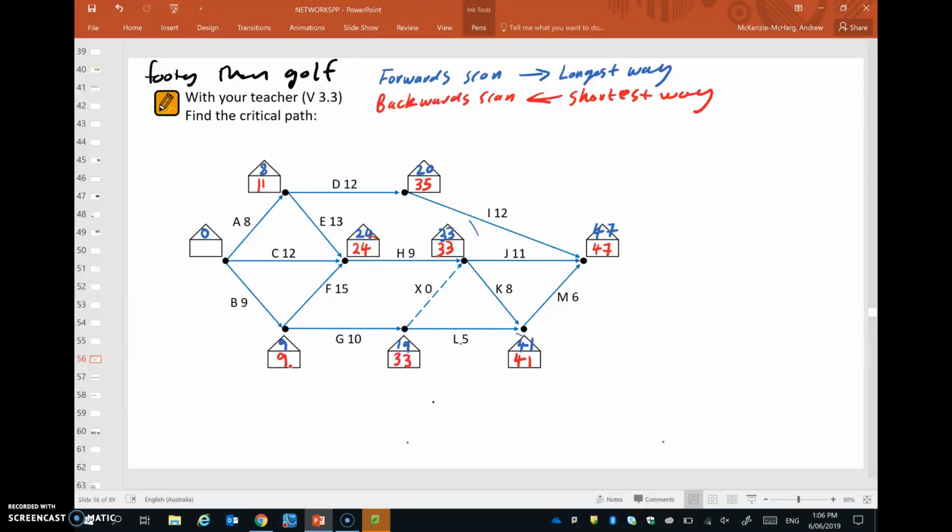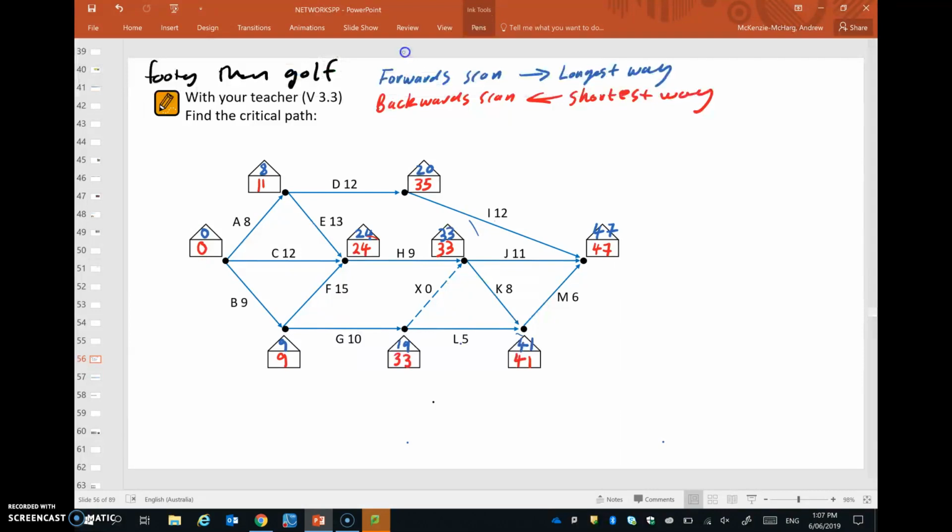So now we're just finding the shortest way back to this one. 11 take 8 would give 3. 24 take 12 would give 12. Or 9 take 9 gives 0. And that's what we want to see at the end, is that we have 0, 0. You should always end up with a 0, 0 at the end. If you don't get that, something's gone wrong with either the forwards or the backwards scan. Okay, so we're just about there.